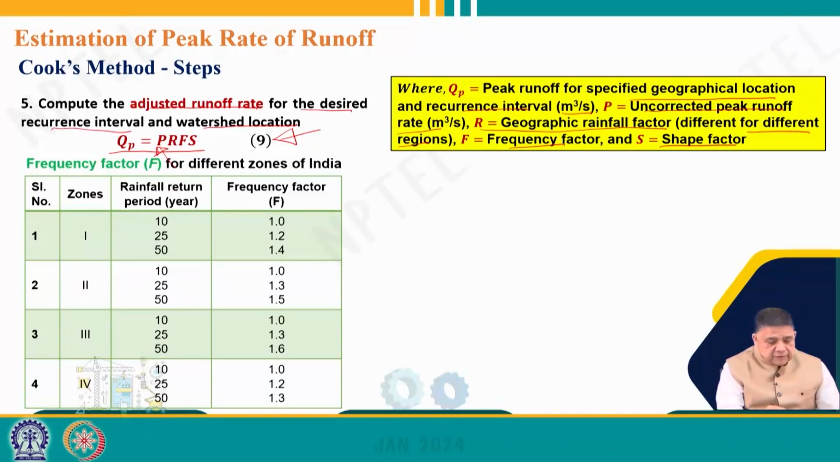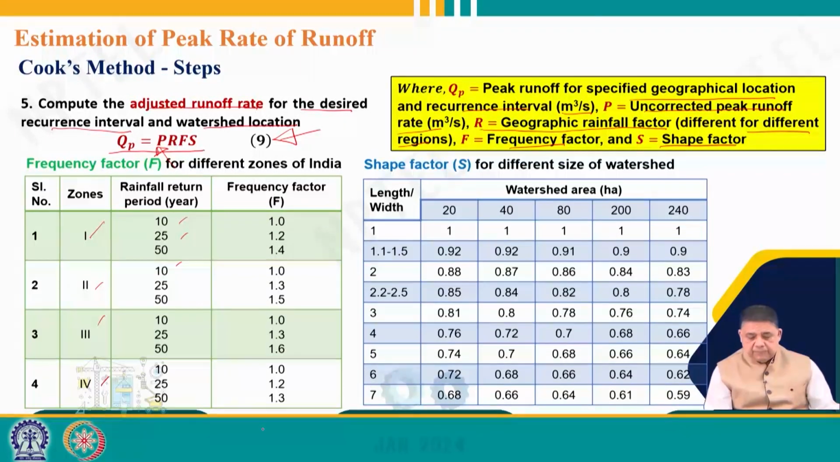Now, frequency factors for different zones of India are already developed, that is for zones 1, 2, 3 and 4, and for different recurrence periods the frequency factor values can be read from this table. Similarly, the shape factor for different sizes of earthwork, where basically the length and width ratio is linked to the watershed area, for different areas and different length and width ratios we have values of S. So, F and S we can read from here, P we have already got, R we will get knowing the location, the geographical rainfall factor, and thus we can obtain Qp using Cook's method.